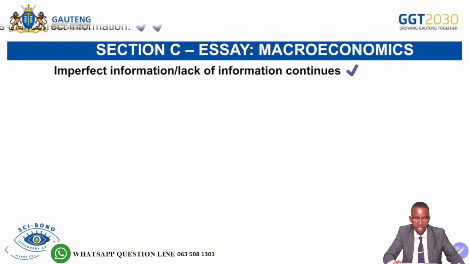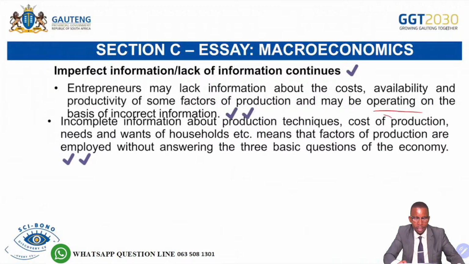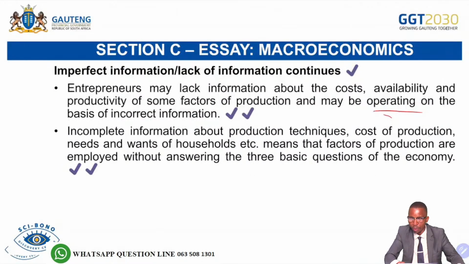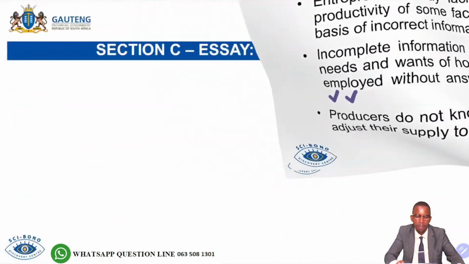Then you continue with the lack of information or imperfect information. Entrepreneurs may lack information about the cost, availability and productivity of some factors of production and may be operating on the basis of incorrect information. Incomplete information about production techniques, cost, production needs and wants of households, etc., means that factors of production are employed without answering the 3 basic questions of the economy. Producers do not know exactly what the demand will be and thus cannot adjust their supply to be more efficient because they lack basic information.